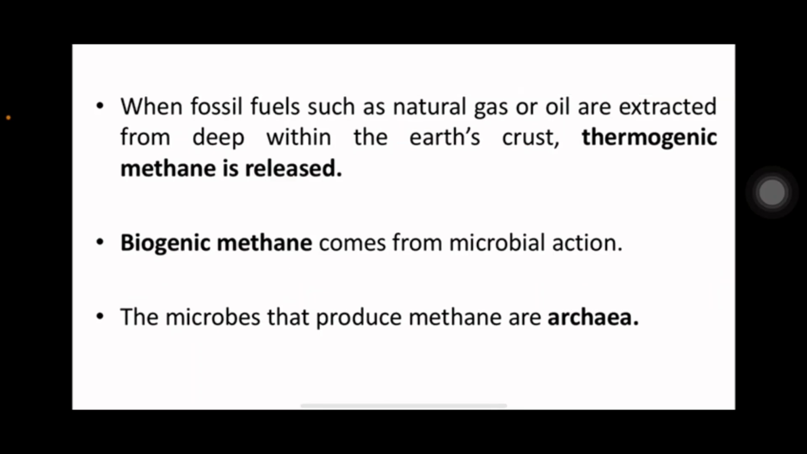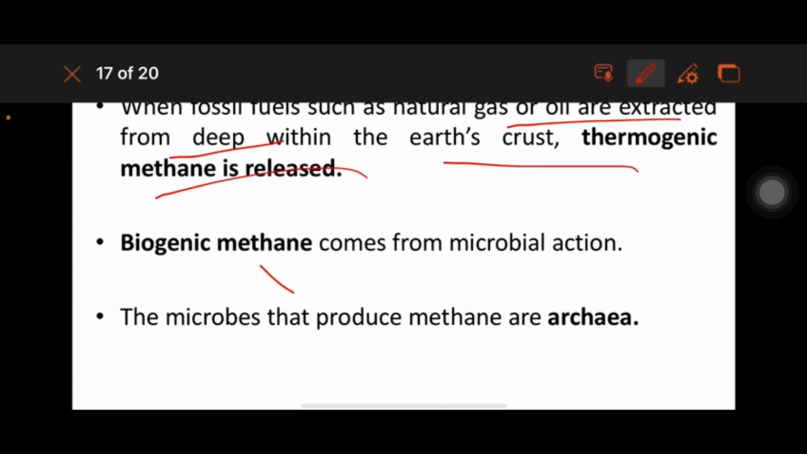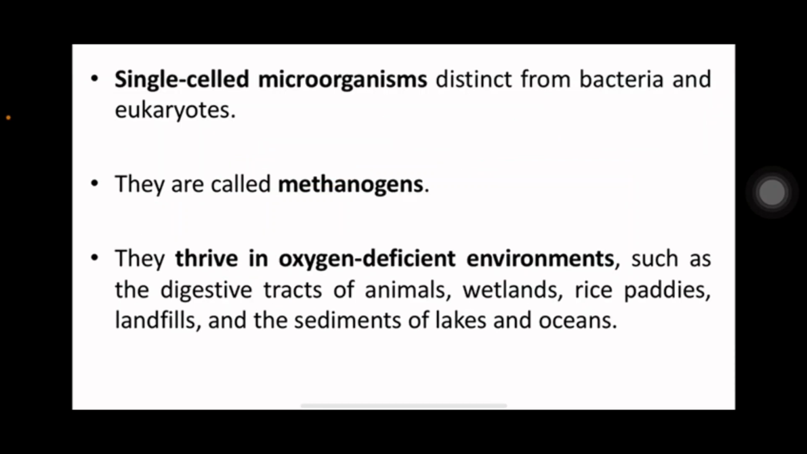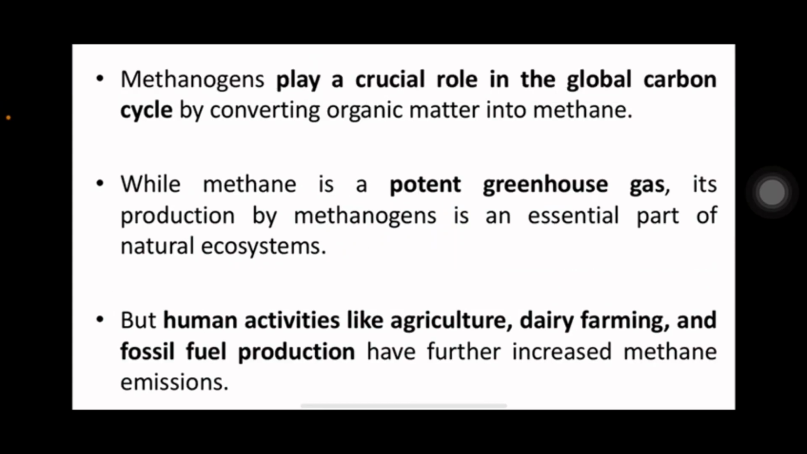When fossil fuels such as natural gas or oil are extracted from deep within the Earth's crust, thermogenic methane is released. Biogenic methane comes from microbial action. Single-cell microorganisms distinct from bacteria are called methanogens. They play a very important role in the global carbon cycle, and methane, we all know, is a potent greenhouse gas.